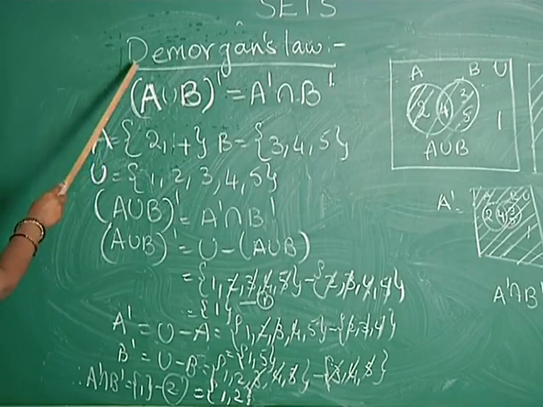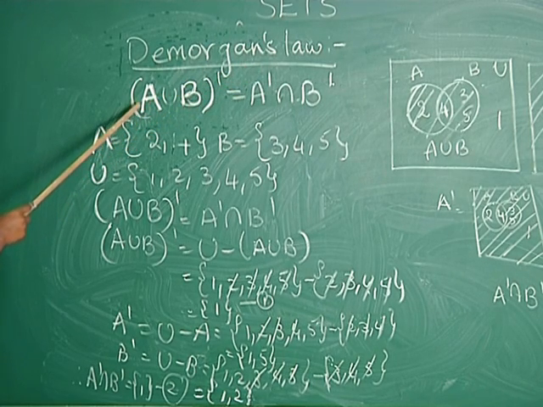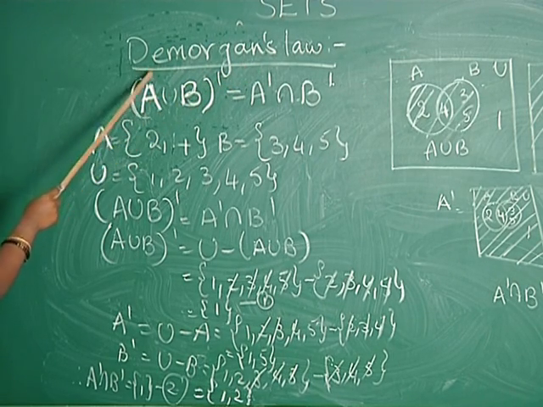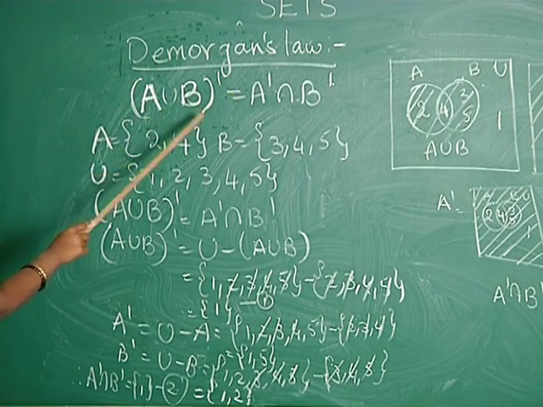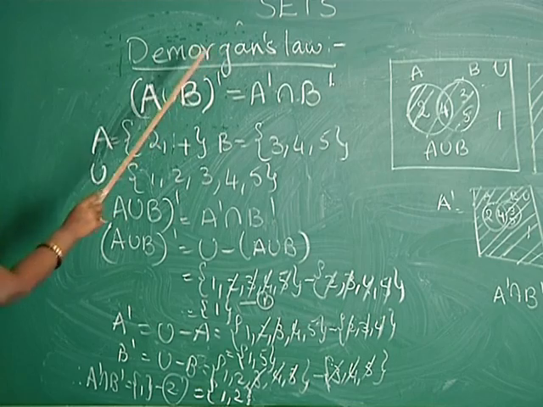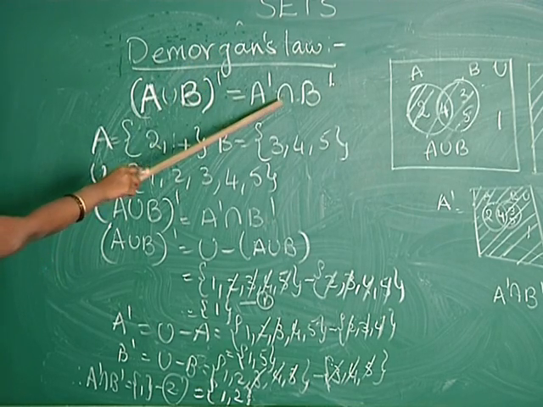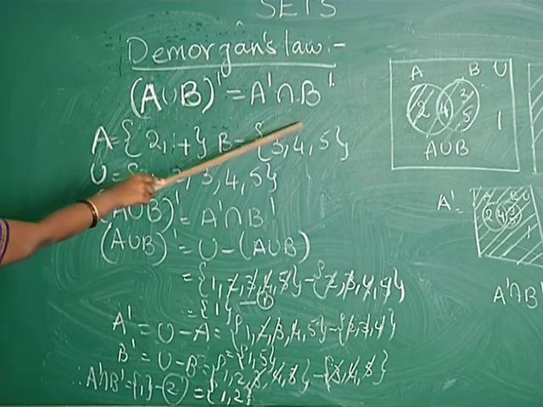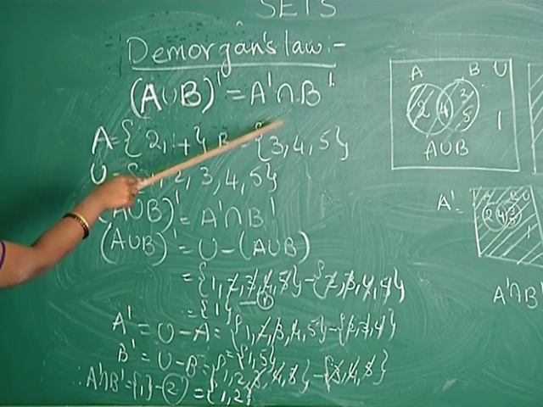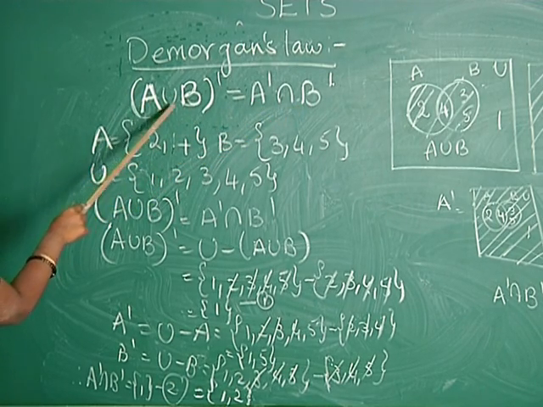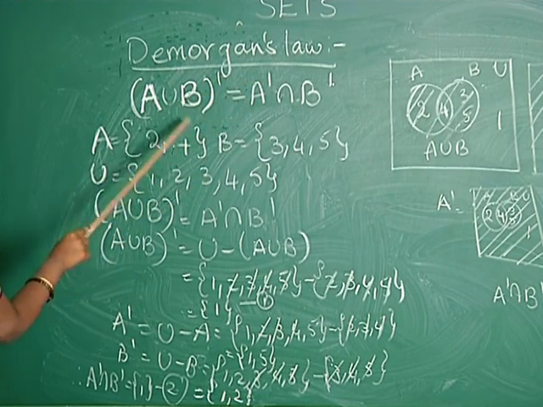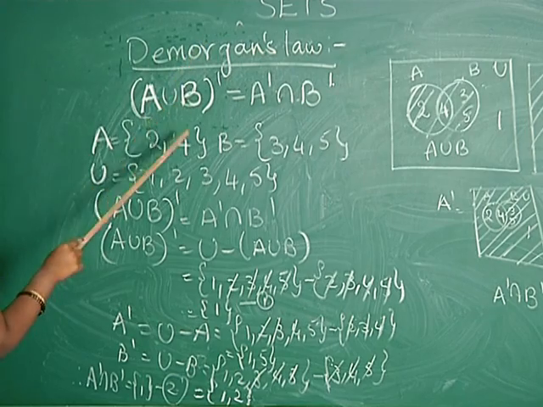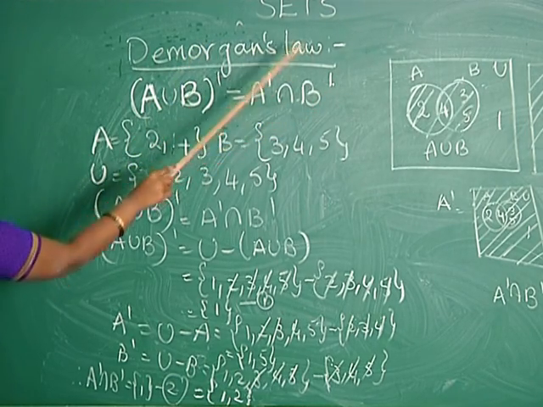Now the next property is De Morgan's laws. This is the first law: (A union B) whole complement. Whole indicates brackets. Complement is equal to A into complement is A complement, union opposite is intersection, B into complement is B complement. You need to remember the formula in such a way: (A union B) whole complement equal to A complement, union opposite is intersection, B complement.